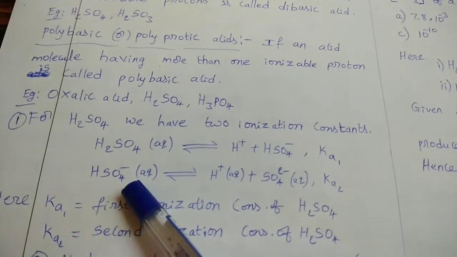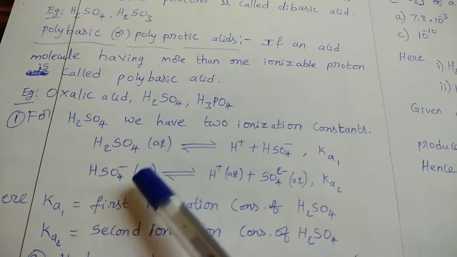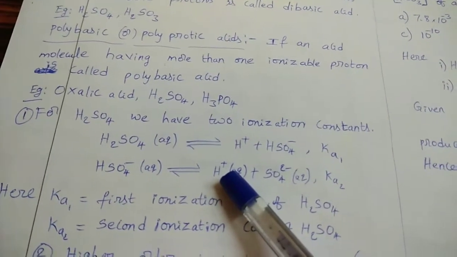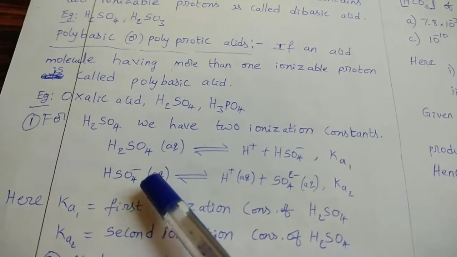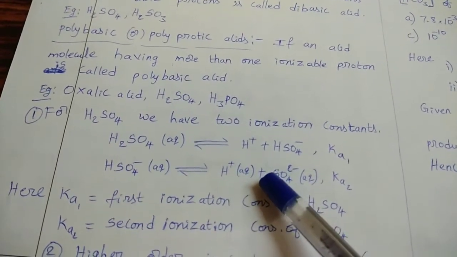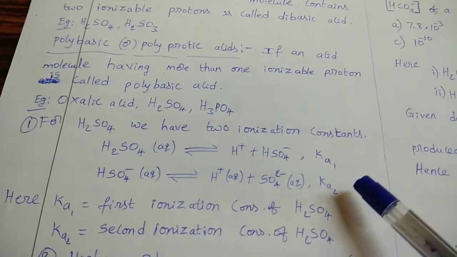Now come to this one. Here we want to remove an H plus ion from a negative ion. Removing an H plus ion from this negative ion is difficult. That's why this ionization takes place to a small extent. So the Ka2 value is less.